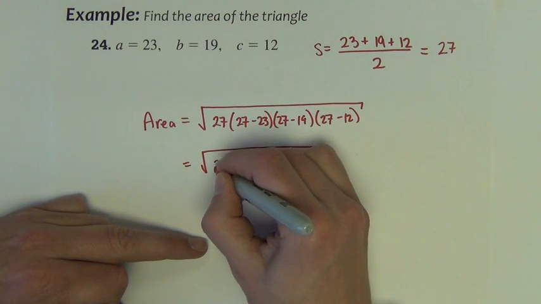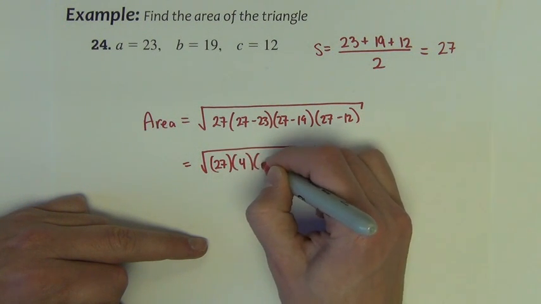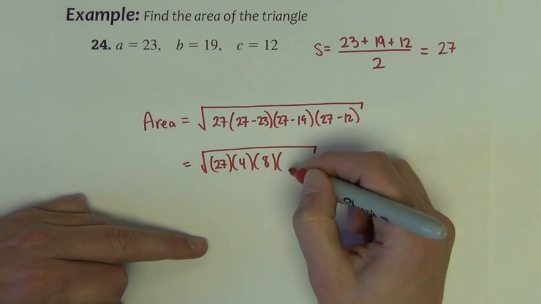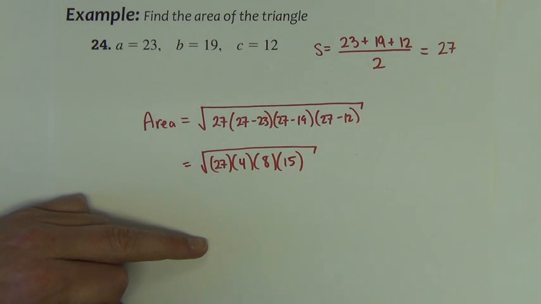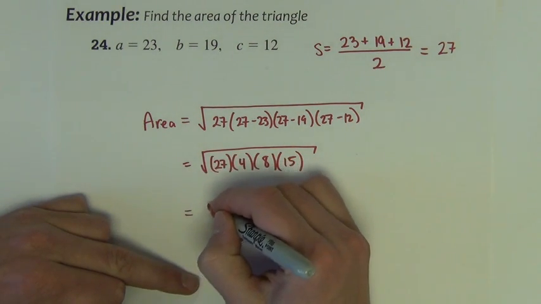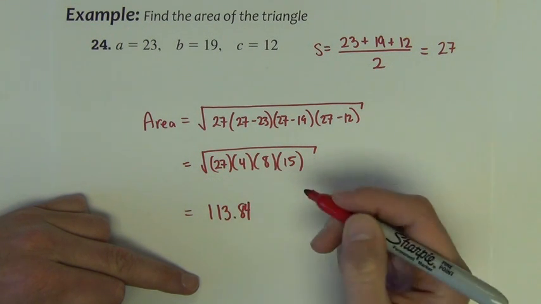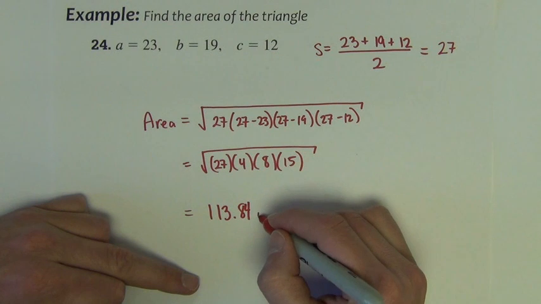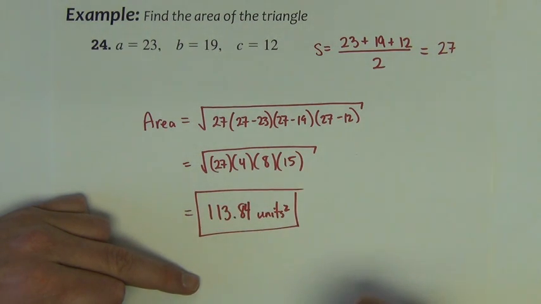So it's the square root of 27 times 4 times 8 times 15. I want the square root of that number. So the area is 113.84. No units given, so maybe I just do that. Square units.